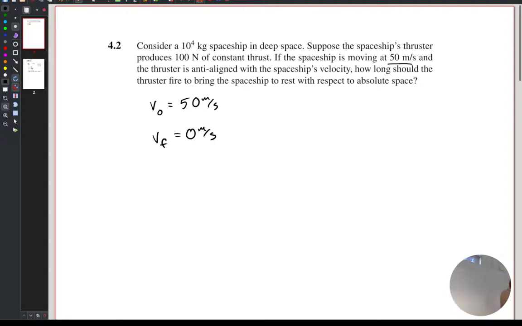500,000 newtons. That's how much thrust? We already know how much thrust though. In 1 second. Oh yeah, if we want 1 second stopping. But we only have 100 newtons. But yeah, if we did have infinite thrust, we could come to a screeching stop in space.